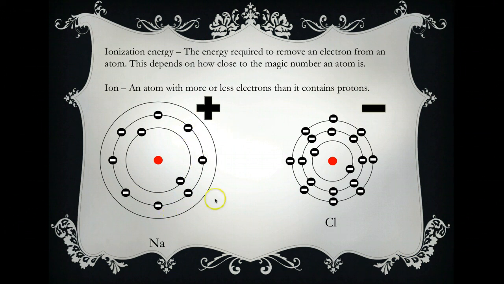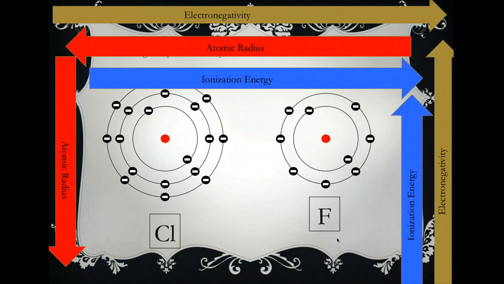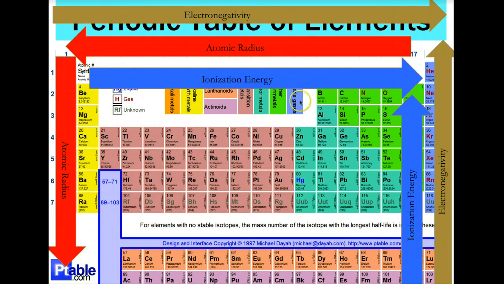So what does that cost sodium? Well, sodium lost a negative charge, so it now becomes positive. Chlorine, the protons in the nucleus didn't change number, but it gained an electron, a negative electron, so its overall charge now is negative. So now we have a sodium ion and a chlorine ion. And here are the trends for electronegativity, atomic radius, and ionization energy on the periodic table.